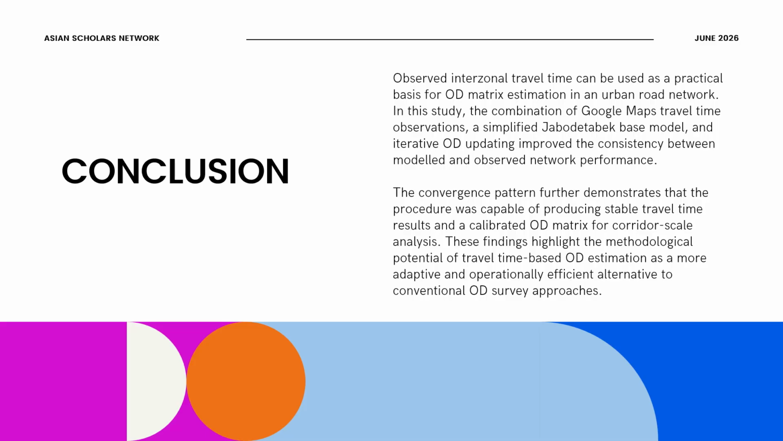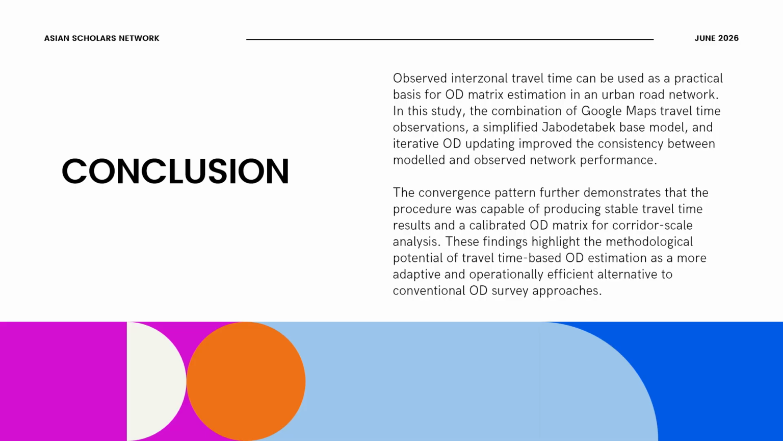In conclusion, the study shows that observed interzonal travel time can be used as a practical basis for OD matrix estimation in an urban road network. In the Danau Sunter case study, the combination of Google Maps travel time observation, a simplified Jabodetabek-based model, and iterative OD updating improved the consistency between modeled and observed network performance.